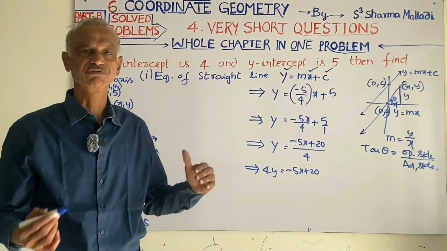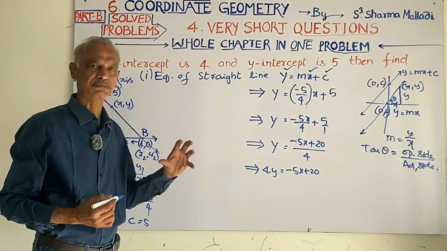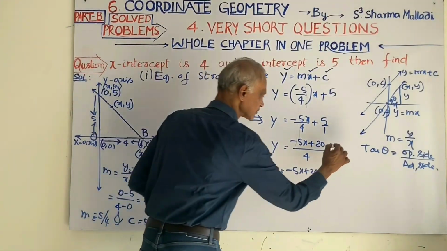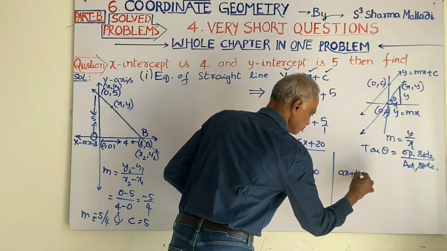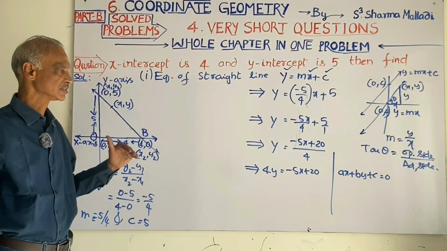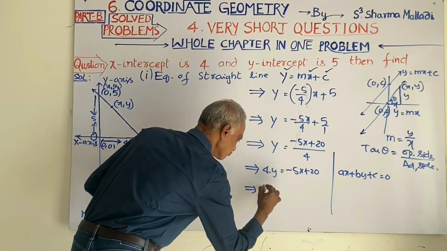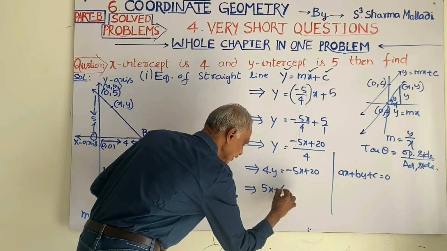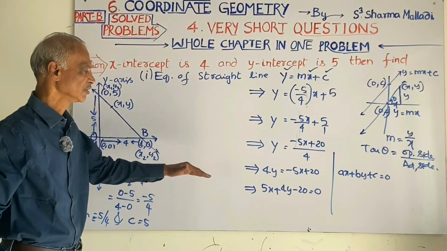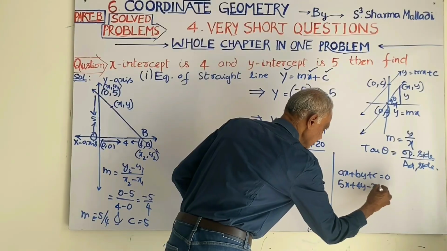Always remember, if you want to write a straight line, it should be in the form of ax plus by plus c is equal to 0. We have to write the equation in the form of ax plus by plus c is equal to 0. Next, 5x plus 4y minus 20 is equal to 0. It is in the form of ax plus by plus c is equal to 0.